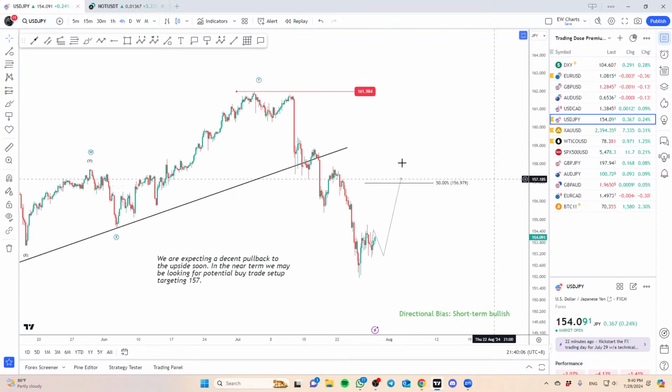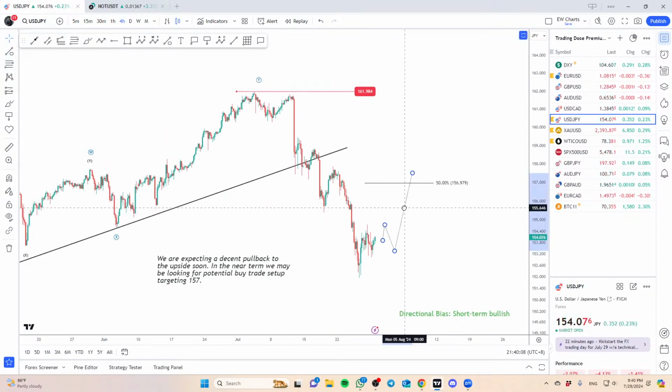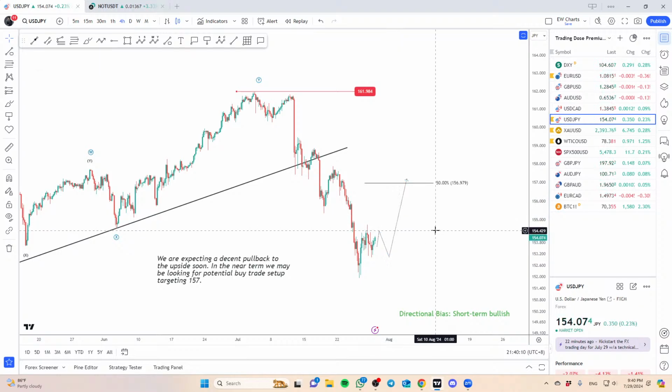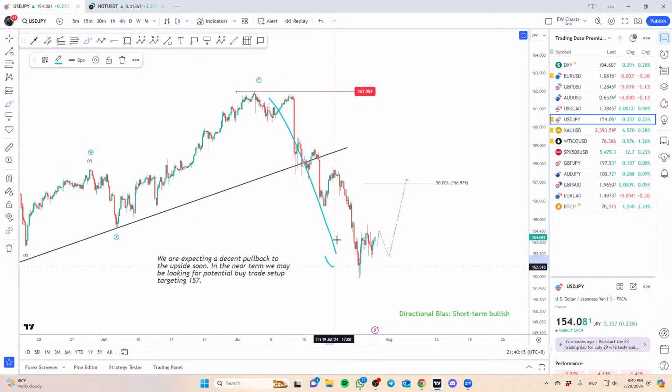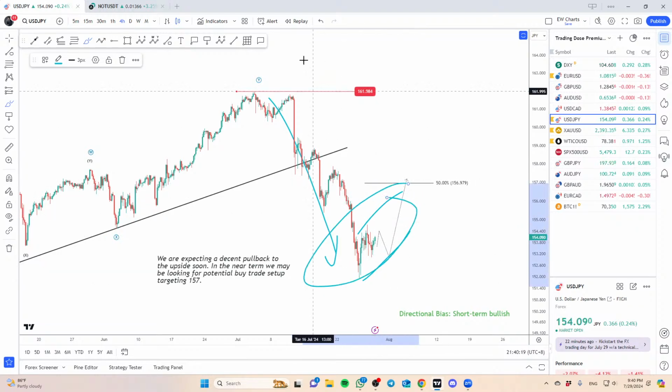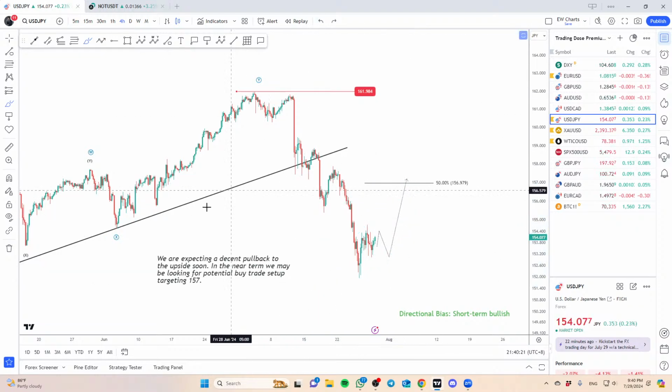Dollar yen, short term, I'm looking at the opportunity to actually buy this up. Now this buy here would be short term, right? Because the market has put in a pretty extended move to the downside. I kind of expect a decent size of a pullback. We did get a tiny bit of a bounce, right?